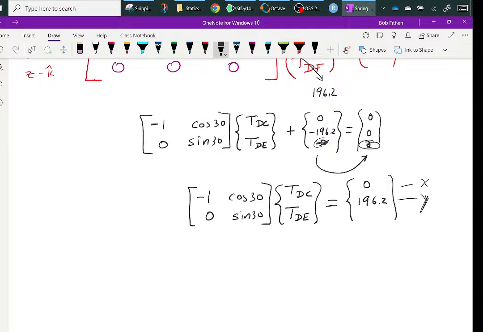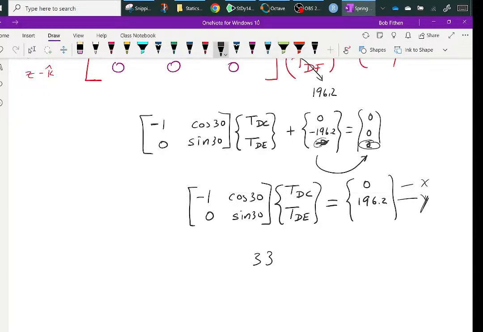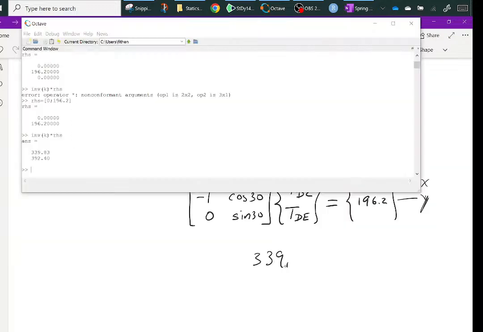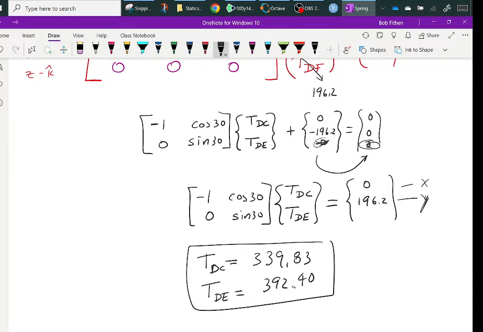So out of this, I got an answer of 339.83 and 392.40. And that should be listed as this and 2DE. Now, I'm going to do the second ring in a second. But before I do, I'm going to just check and make sure.